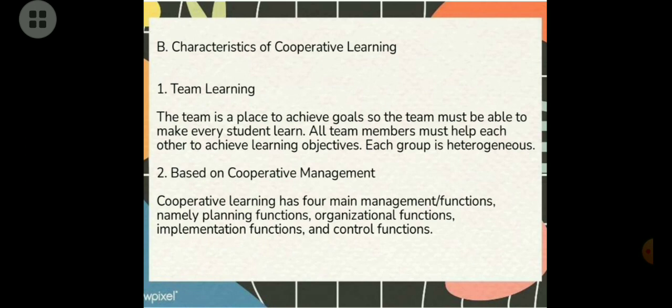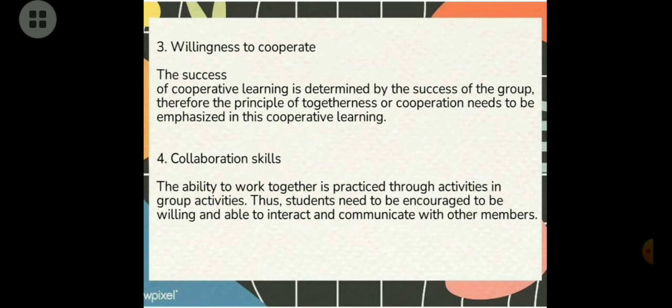Characteristics of cooperative learning. 1. Team learning. The team is a place to achieve goals, so the team must be able to make every student learn. All team members must help each other to achieve learning objectives. Each group is heterogeneous. 2. Based on cooperative management. Cooperative learning has 4 main management functions, namely planning functions, organizational functions, implementation functions, and control functions.